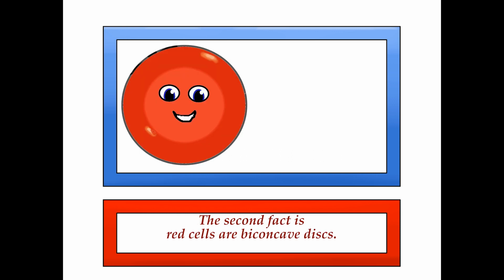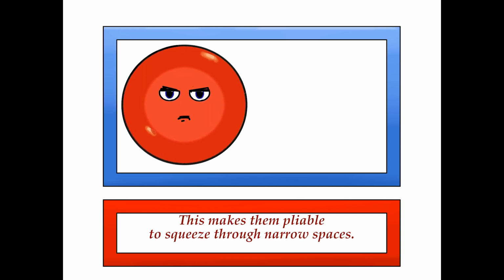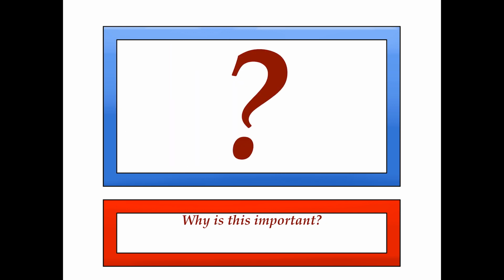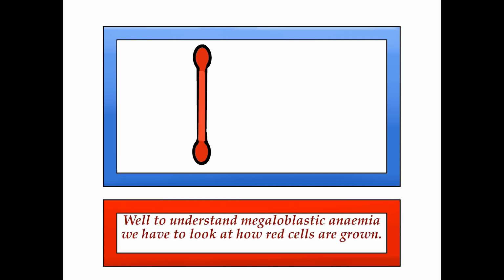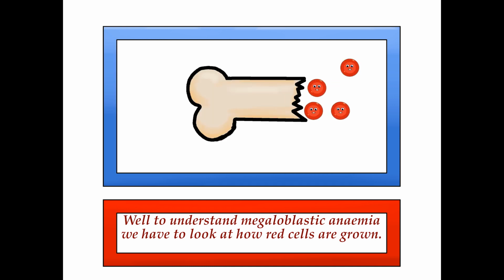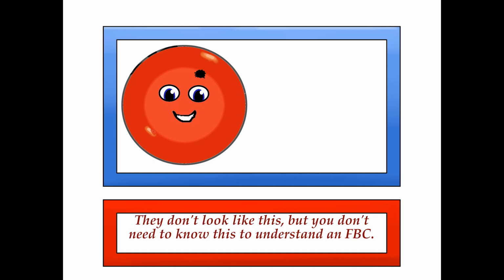The other fact is, if you cut a red cell in half and look at it in profile, it has the shape of a biconcave disc, kind of like a ring with a thin membrane in the middle of it, or a rolled up condom like you might use to put on an ultrasound probe. This makes it pliable, or to use the technical term, squishy, so it can fit through narrow capillaries. Why am I telling you this? Mainly because drawing this bit made me laugh, but also to understand the megaloblastic anemias, we'd have to look at how red cells grow in the bone marrow. So I'm going to draw erythroblasts to look like a red cell with a nucleus. They don't look entirely like this, but it doesn't matter enough to do it properly.